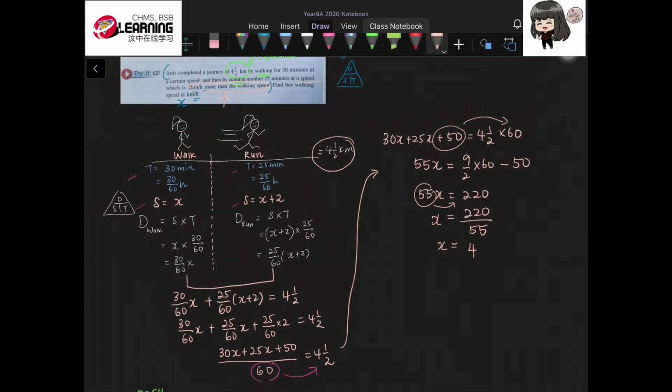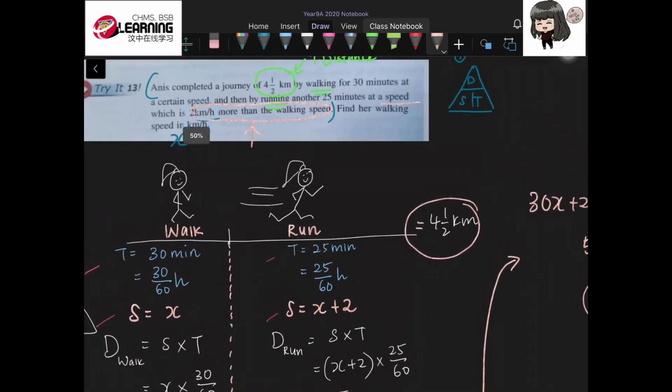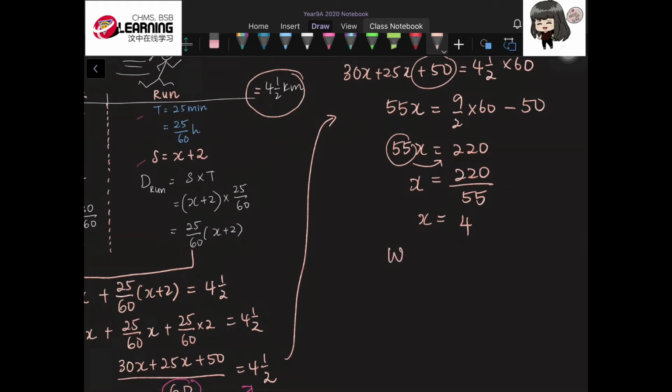So we find her walking speed. Her walking speed is the unknown x, which is 4. So we have found the answer. The walking speed for Anis is 4 km/h. Done.